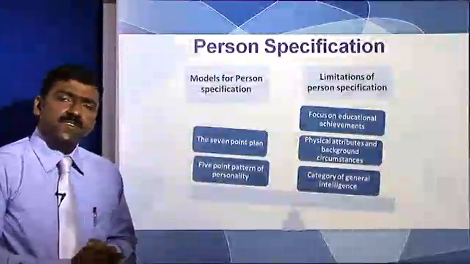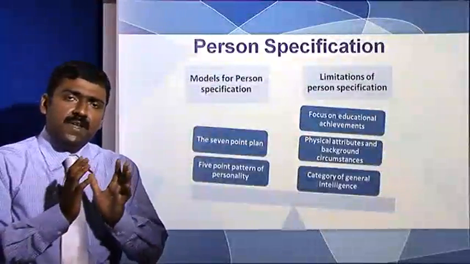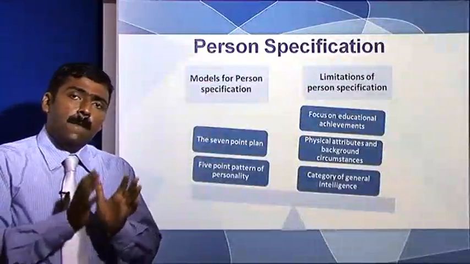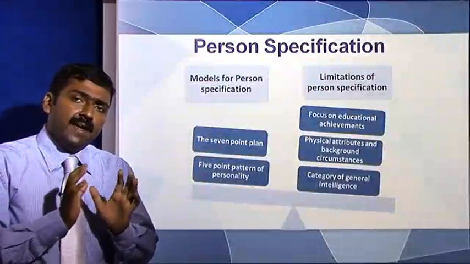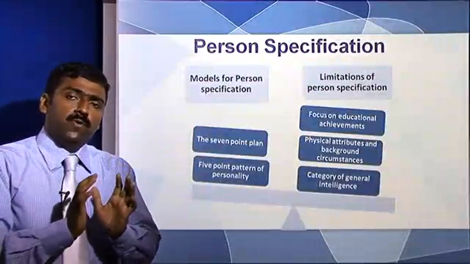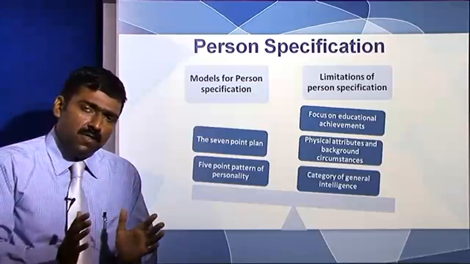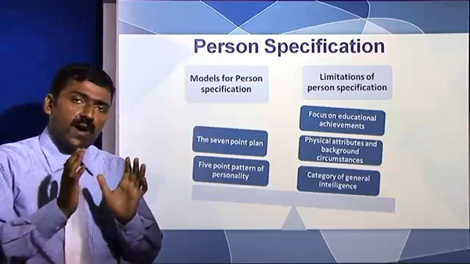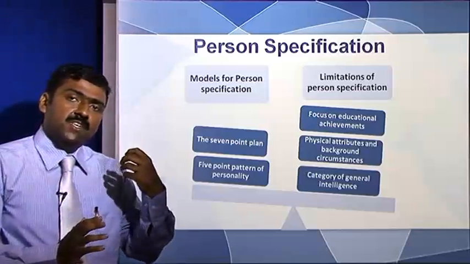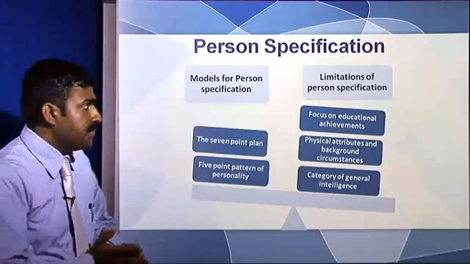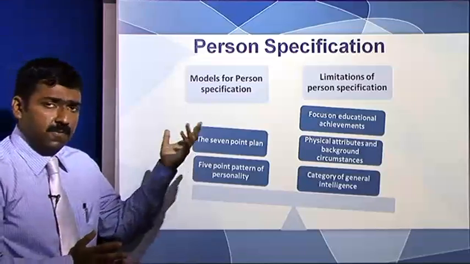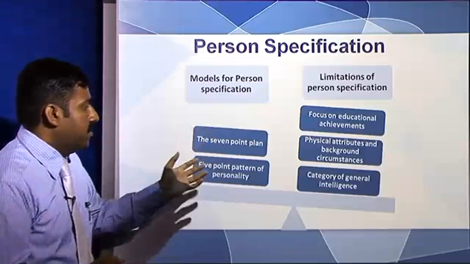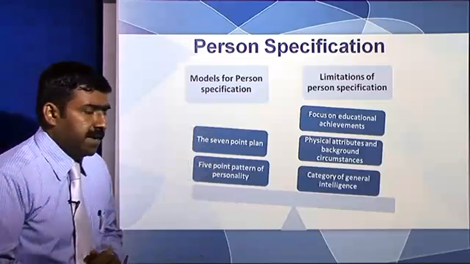Let's take a look at person specification. To describe in very simple terms, person specification profiles the ideal candidate who should be recruited in an organization. The organization is looking for the most ideal candidate, and person specification brings out that profile. Now, there are certain models for person specification, which include the 7-point plan and the 5-point pattern of personality.